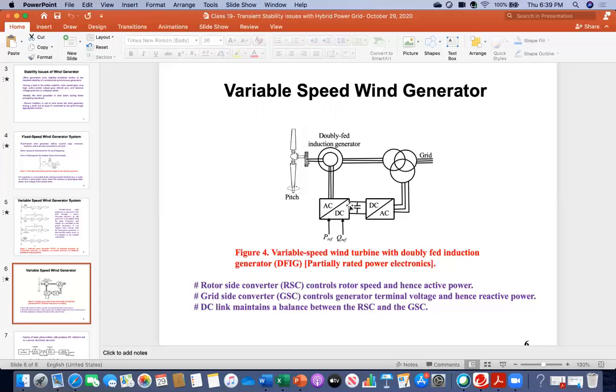And then there are two types of function. Typically, because they are connected to the rotor circuit, the controller for this AC to DC converter controls the rotor speed and hence the active power. The controller for this converter system controls the grid voltage and power factor and hence reactive power. And then the DC link capacitor provides a balance between this converter and this converter. So those are the functions of this power electronics arrangement.